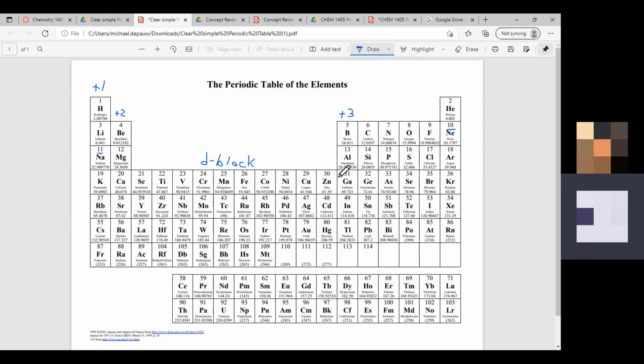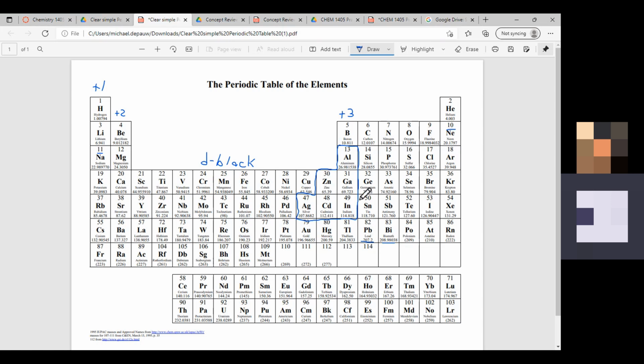Now it does get a little bit more complicated as you go down, but it turns out that there is this little staircase of elements here that, despite the fact that they are in the transition area, because remember, transition metals refers not simply to the D block, but to all elements that can have multiple charges, right? So lead here can have multiple charges. Bismuth can have multiple charges. Tin can have multiple charges. These are transition elements. They can have multiple charges.